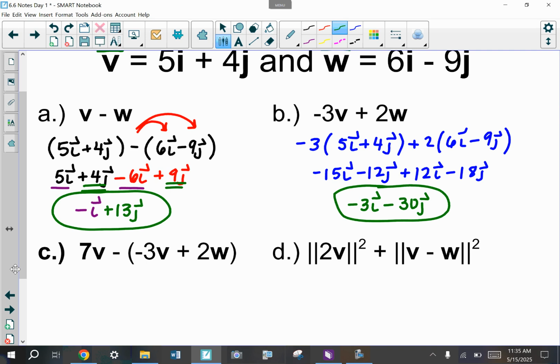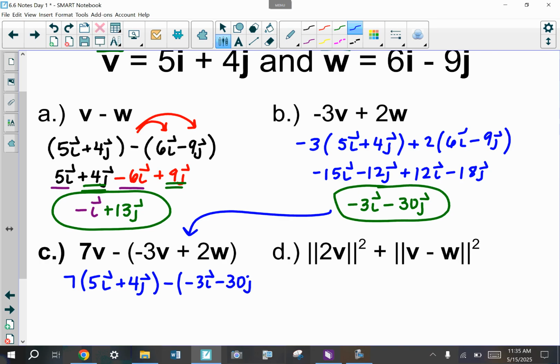So look at letter C. It wants 7v minus the quantity of negative 3v plus 2w. Well, have we done negative 3v plus 2w already? Can't we just take this and put it in there? We know the resultant of that. So we're doing 7 times v, which is 7 times 5i plus 4j, and then we're just subtracting the answer we just got on part B. If you want to do all the work again, go for it, but we're just doing the same thing we did a moment ago. So go ahead and do that math. Let's see what happens when you do that.